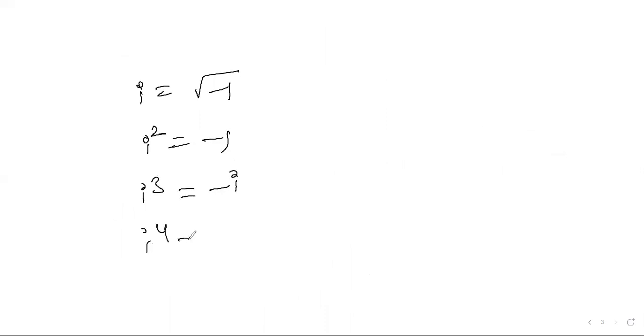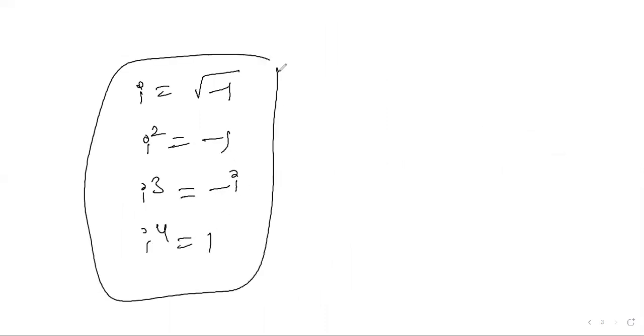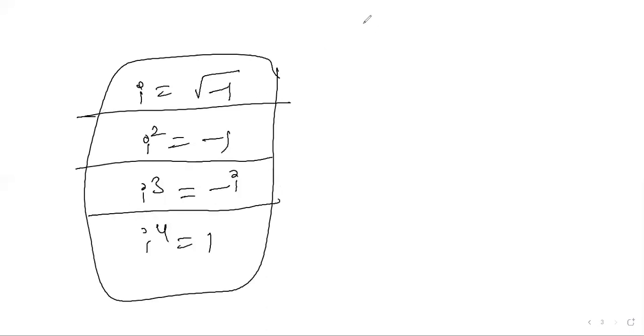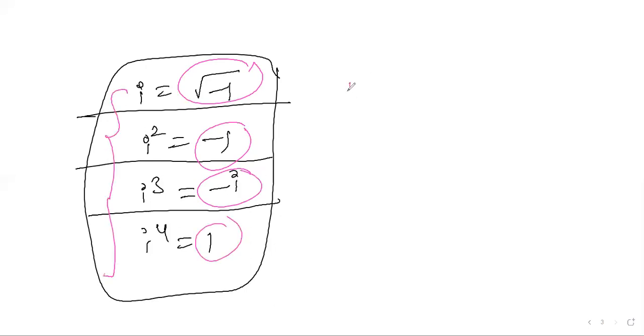Let me recollect all these things. I is equal to root minus 1, I square is equal to minus 1, which are very important. I cube is equal to minus I, I power 4 is equal to 1, which are very important. Please note them down. When I am doing the simplification, I want answers only on the right side: minus 1, minus I, or 1. I want only I power 1. When I square is there, I write minus 1. When I cube is there, I write minus I. When I power 4 is there, I write 1 only. I want all answers only in I power 1. I don't want I square, I cube, I power 4 when I do the calculation. Clear?